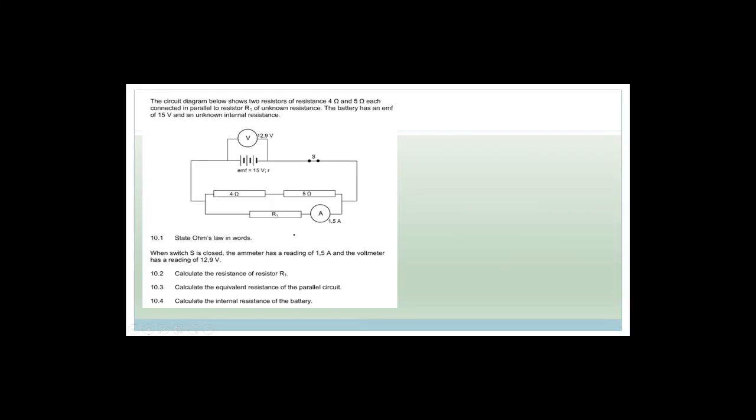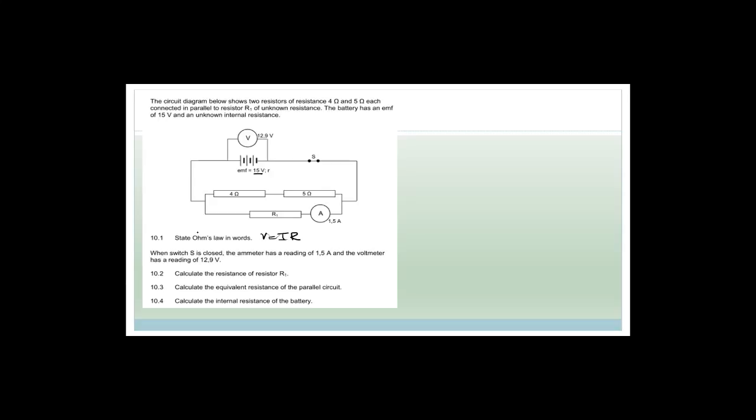Right, let's look at this nice question. Okay, it says the circuit diagram below shows two resistors of resistance 4 ohm and 5 ohms, each connected in parallel to resistor R1 of unknown resistance. Okay, the battery has an EMF of 15 volts and an unknown internal resistance. Okay, so state Ohm's law in words. I'm not going to do it. You guys learn it. V equals IR is what it's saying.